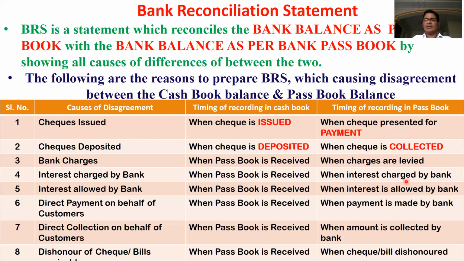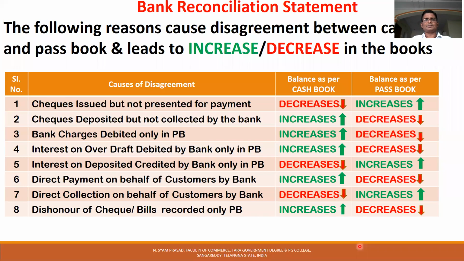Banker directly serves our business, and they are going to do debit or credit respectively. But the same intimation may not be there in our cash book. These are the causes of disagreement. So that's why the bank balance as per passbook is different from the bank balance as per cash book. These are the main 8 differences. If you understand these 8 differences, it is easy for you.